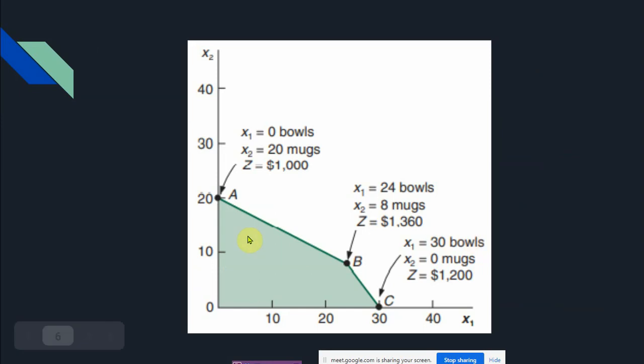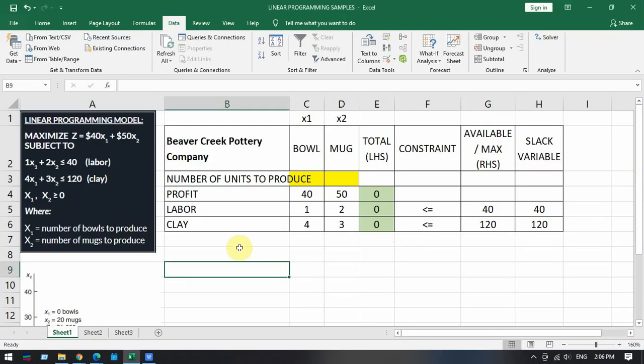All right. So using the manual computation, we came up with this graph. As we solve this problem using our computer solution, we should be able to get the same. So let's move to our Excel. So this is our Excel, wherein I have already prepared our table for our linear programming model.